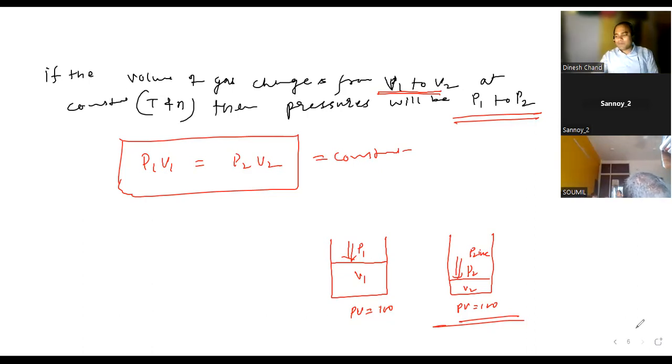Okay, solve some. Firstly, you solve an easy problem, then we will go to a few more problems. Can I share the problem on WhatsApp to you? Yes. Okay.